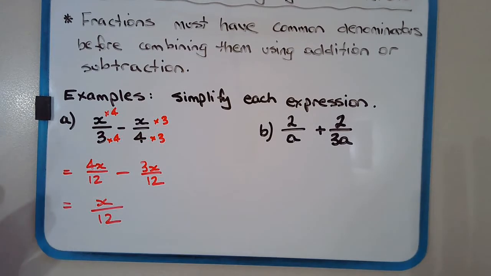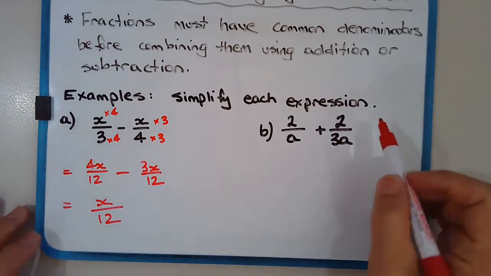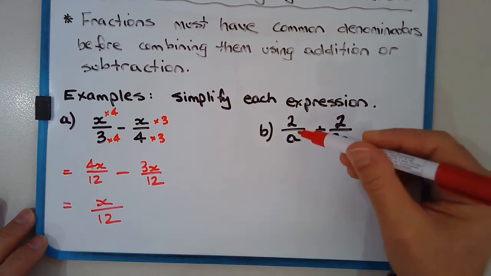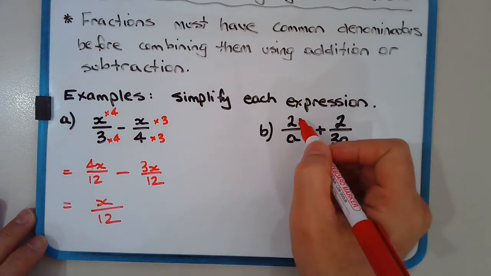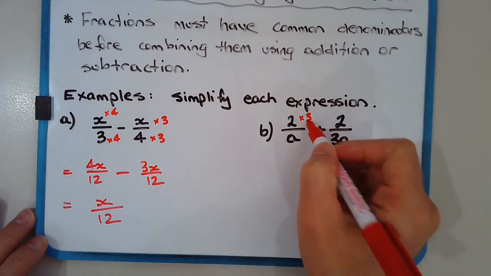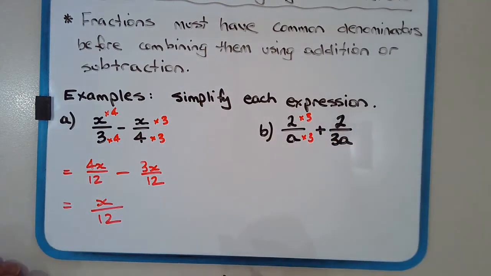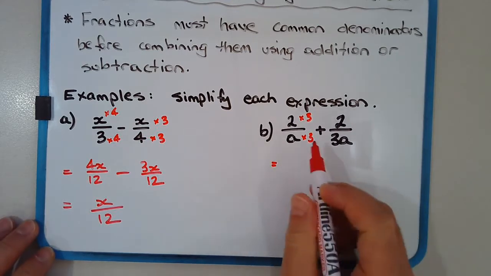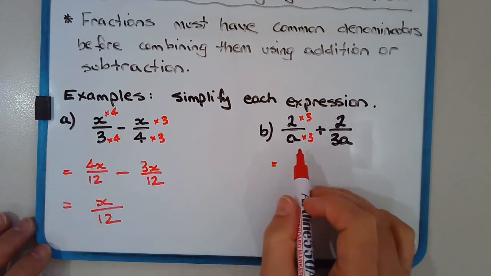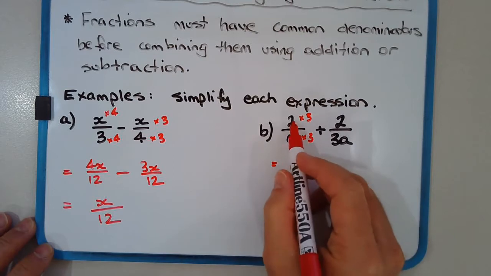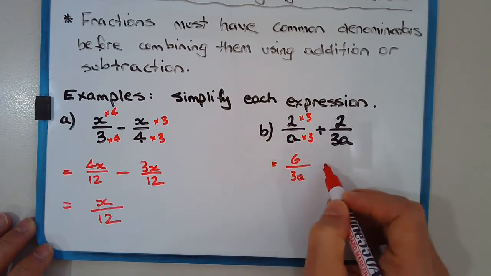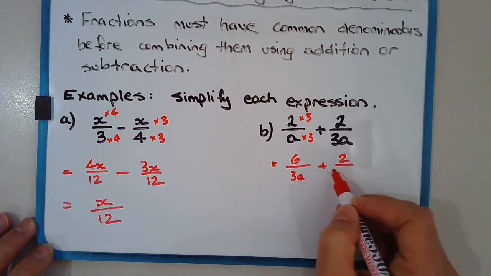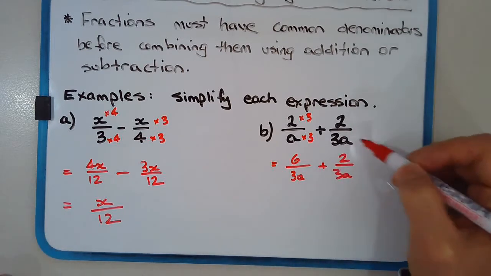Again, same rule applies. It's just all about making the denominators common. Okay, so the first fraction is 2 on a. It'd be good if we had a 3a here. So if we multiplied top and bottom by 3, the resulting fraction will be a fraction with the same denominator as the second fraction. So 2 times 3 is 6, a times 3 is 3a, plus 2 on 3a. So the second fraction, we don't have to do anything to that.